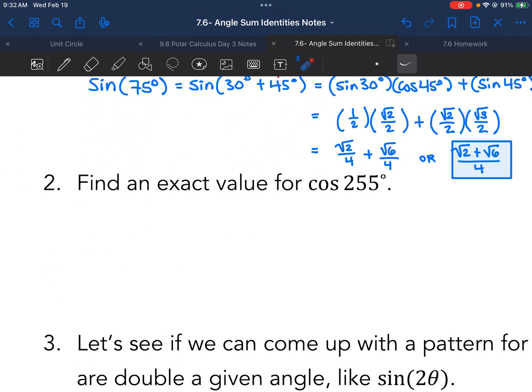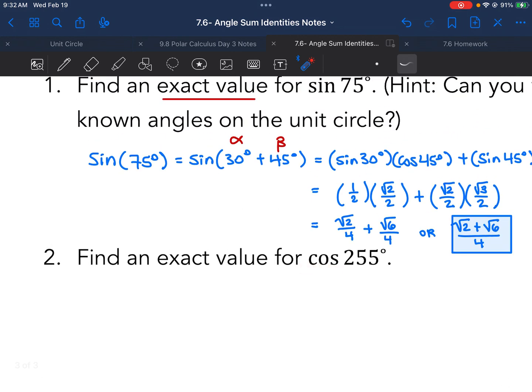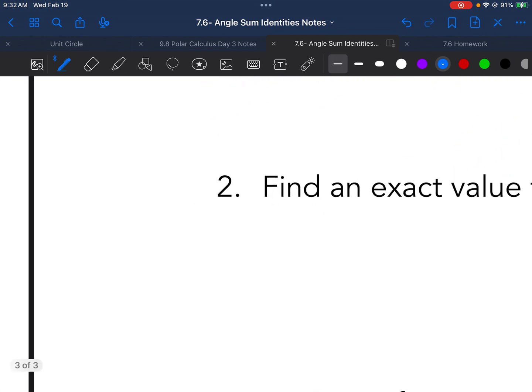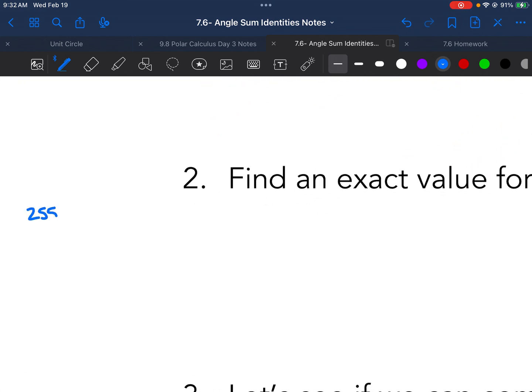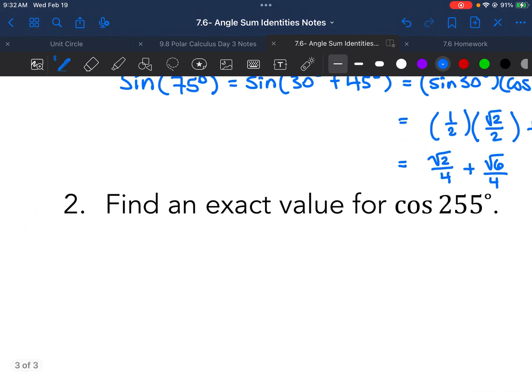Now, let's do this again, but this time we're going to do a cosine problem instead of a sine problem. And let's get rid of this 255 degrees. Let's use radians instead. So 255 degrees, if you convert it to a radian, you would multiply by pi over 180. 255 over 180 is 17 over 12, so this is 17 pi over 12. Okay, so we're going to calculate the cosine of 17 pi over 12.